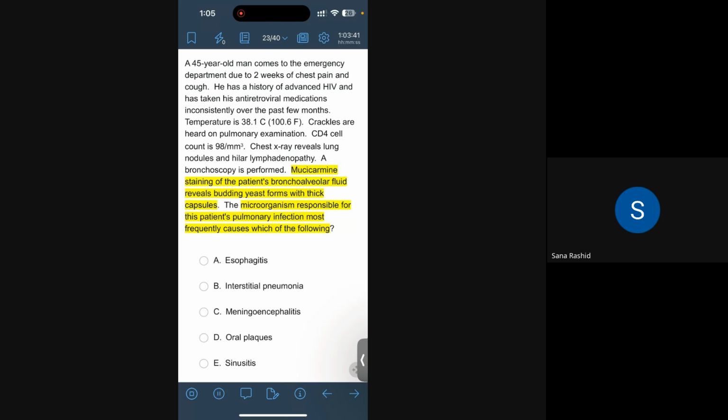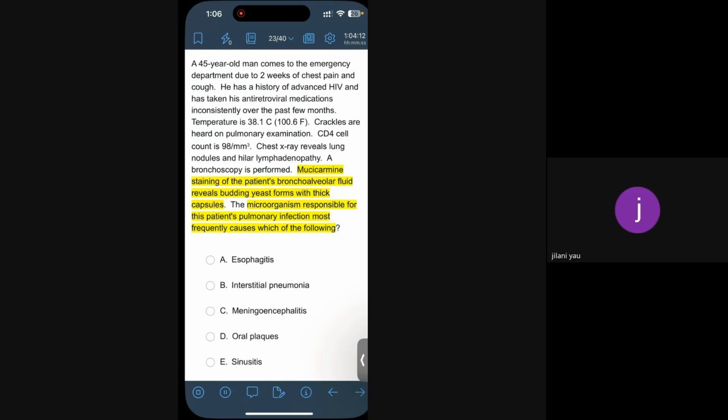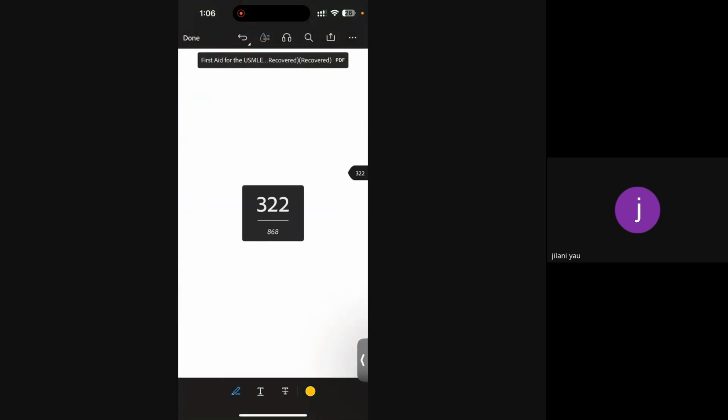Crypto. This kind of staining is used in what fungi? Mucicarmine staining is used for Cryptococcus neoformans. We also know Cryptococcus neoformans has a thick capsule, and it causes infection in immunocompromised patients when the CD4 count falls below 100.